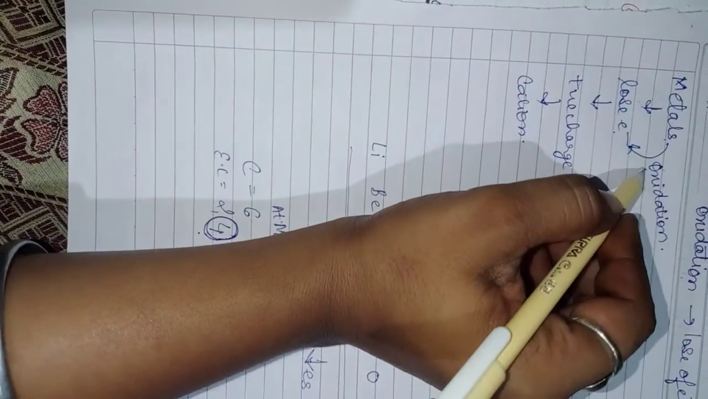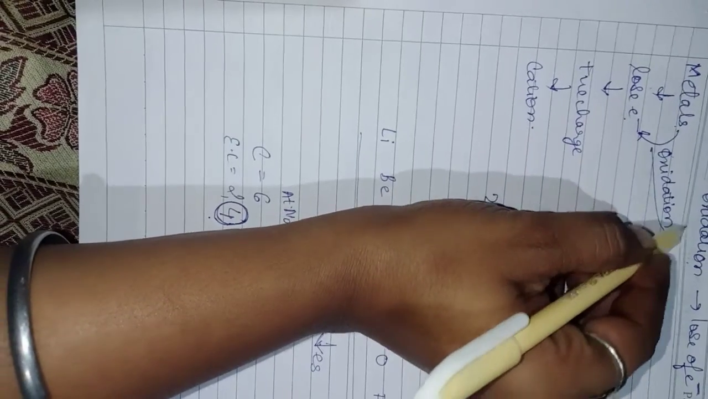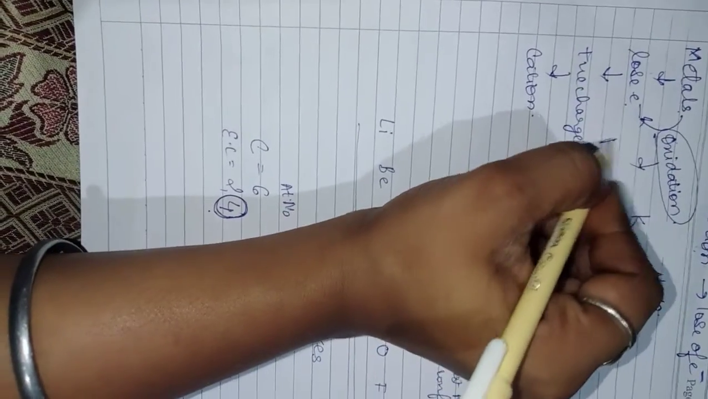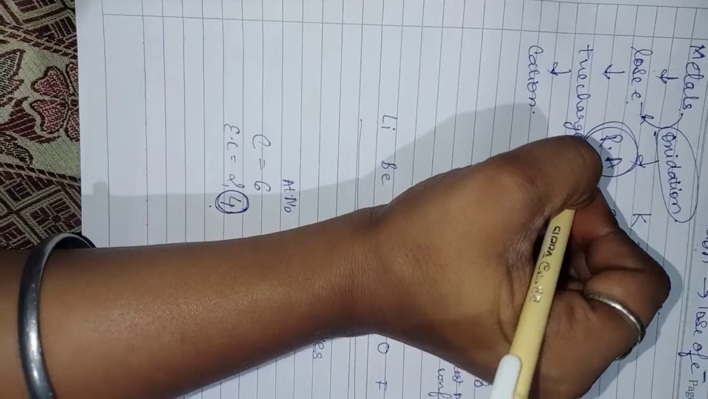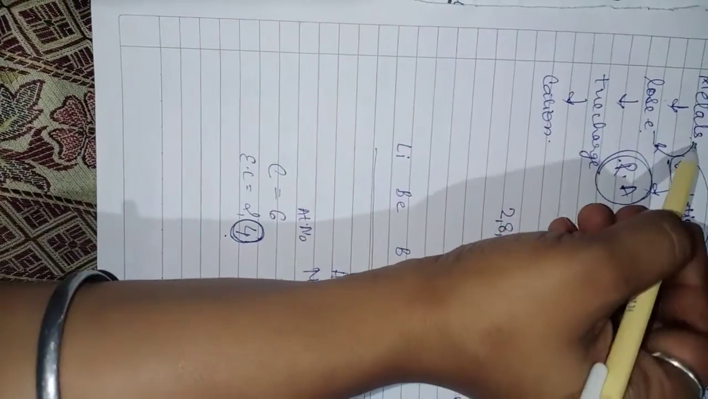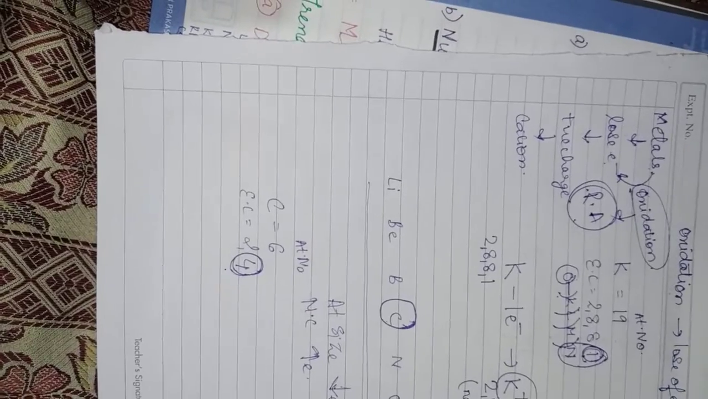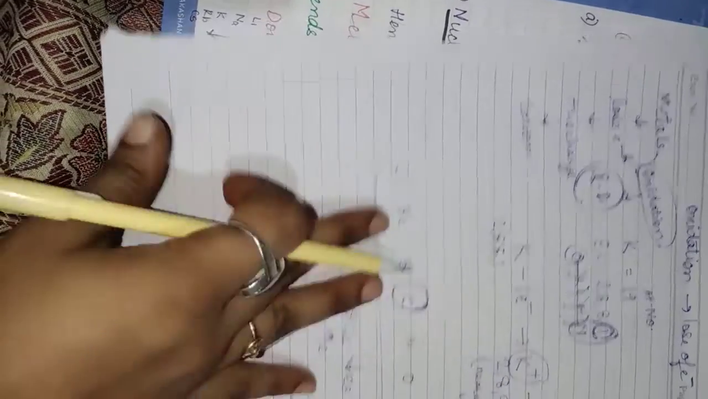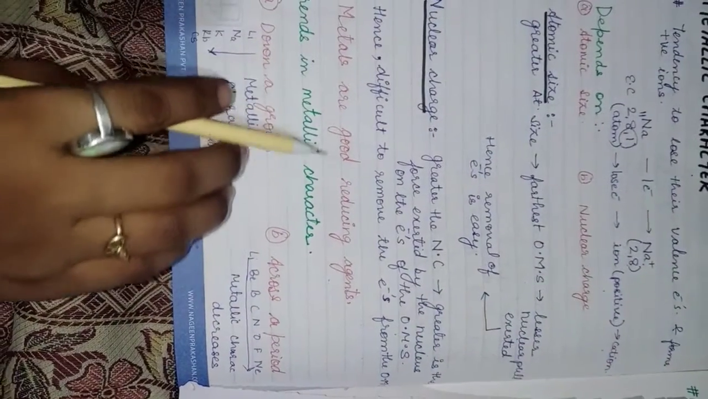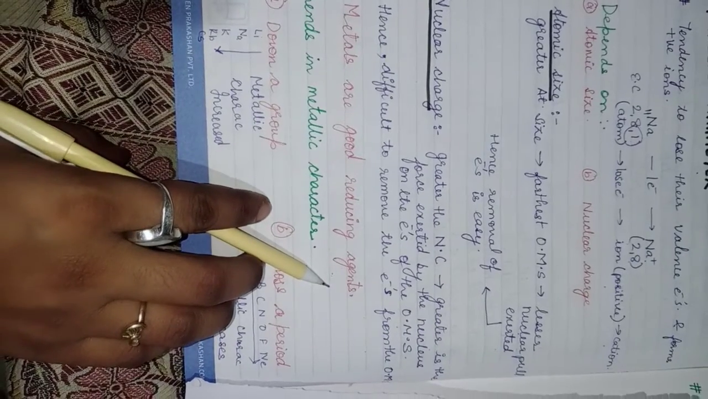So those elements which undergo oxidation, they act as reducing agents. Hence we say that metals are good reducing agents because they can easily lose electrons. Hence I have mentioned here metals are good reducing agents.